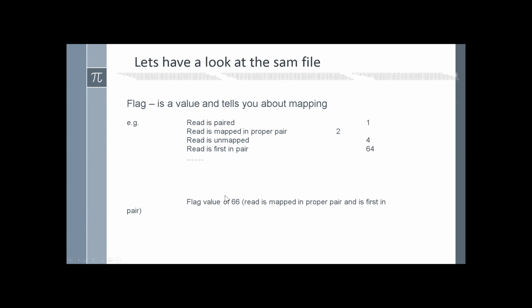So for example, take a flag value of 66. That would be 64 and then 2. And that would be saying that the read is the first in pair and the read is mapped in a proper pair. And I should point out some flag values can't really exist. So a flag value of 66 can't actually exist. The reason for this is if your read is first in pair and your read is mapped in a proper pair, your read is also paired. So you couldn't have a 66, but you can have a 67.